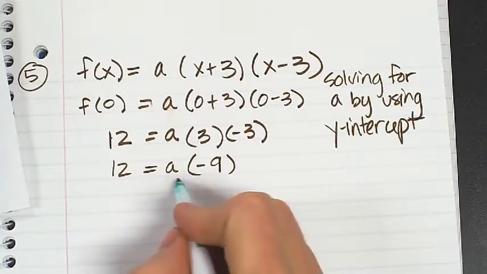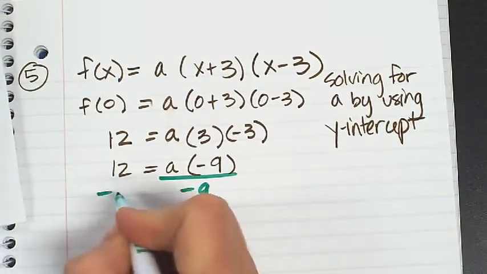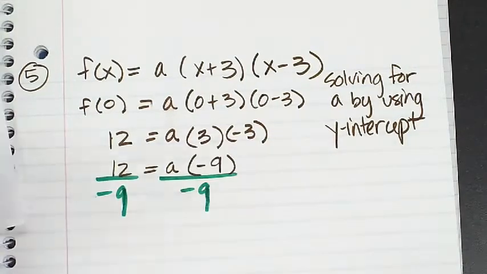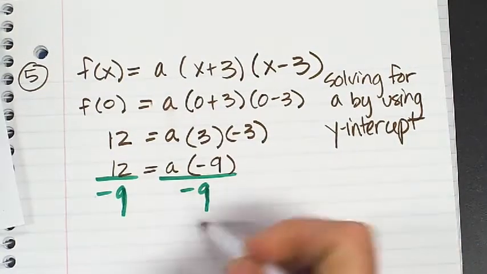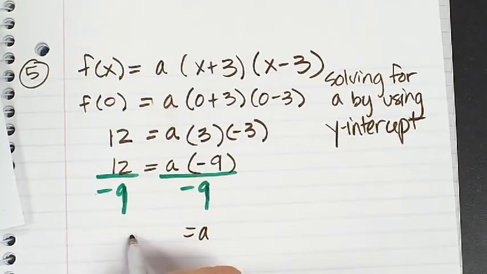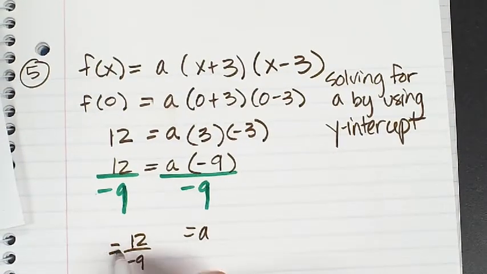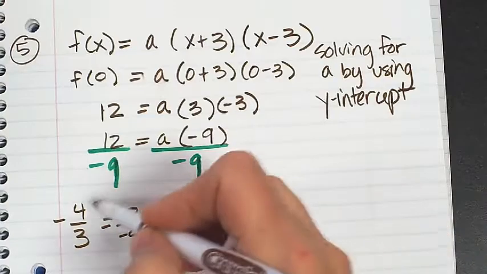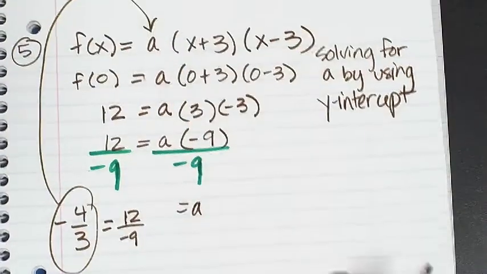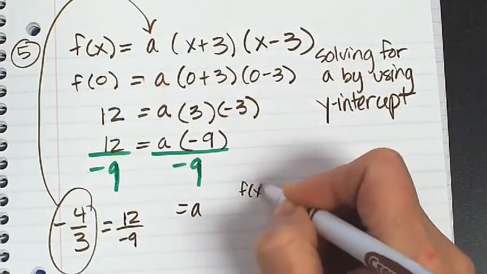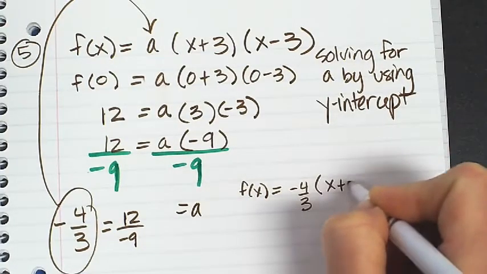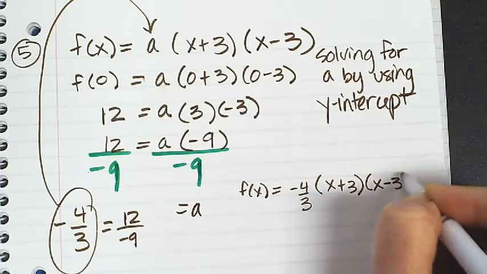That gives me, I'm dividing both sides by negative 9. So then a is 12 over negative 9, which reduces to negative 4 over 3. So then my final answer is, I'm just going to put this in the place of a, f of x, or y, equals negative 4/3 times x plus 3 times x minus 3.